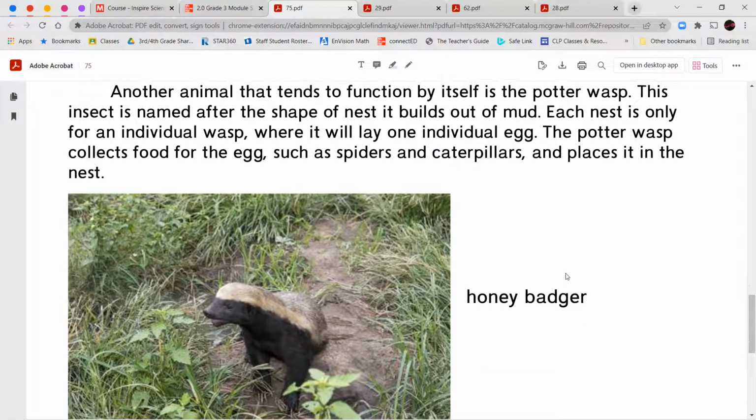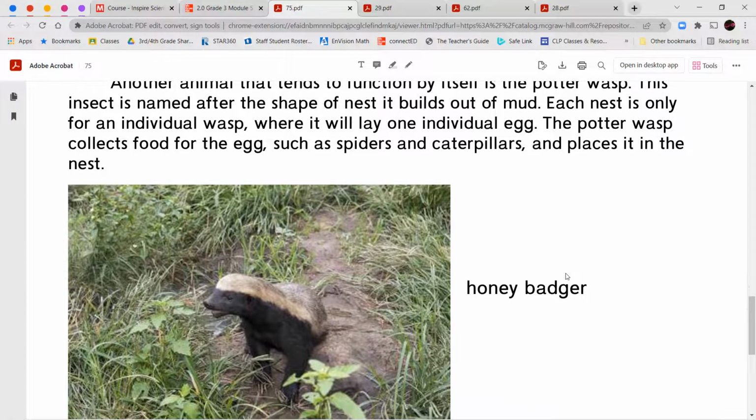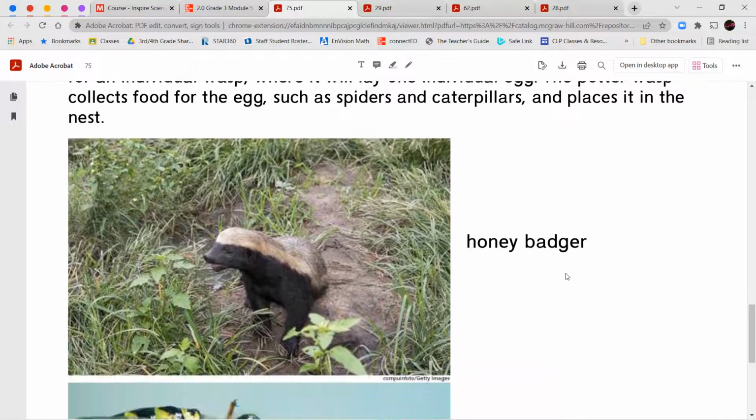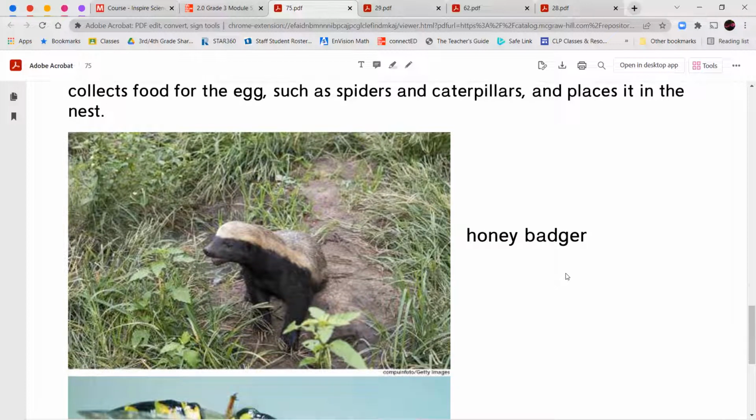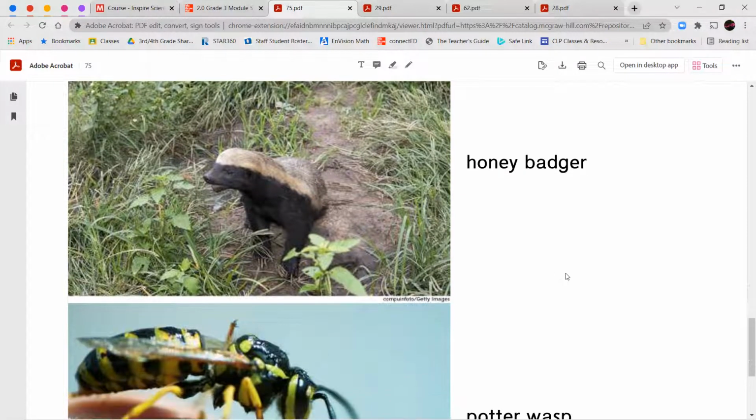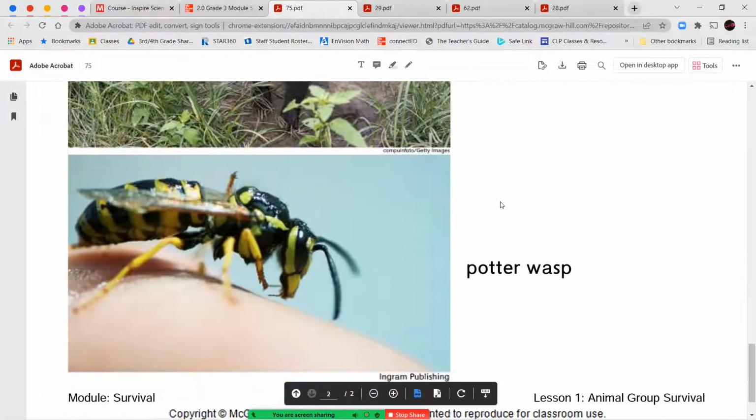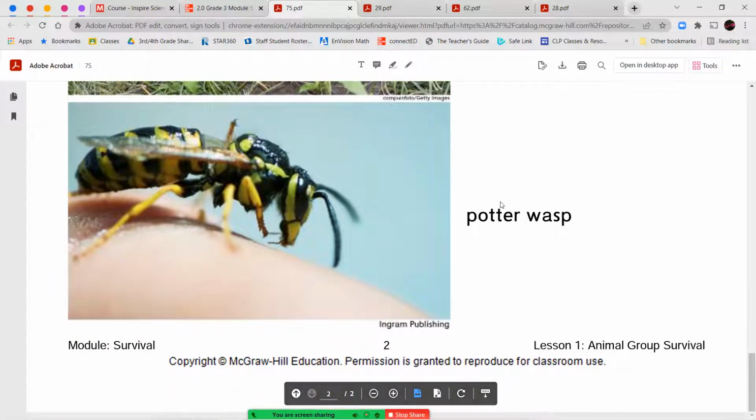Another animal that tends to function by itself is the potter wasp. The insect is named after the shape of the nest it builds out of mud. Each nest is only for an individual wasp, where it will lay one individual egg. The potter wasp collects food for the egg, such as spiders and caterpillars, and places it in the nest. And here you'll see a picture of a honey badger on top and the potter wasp on the bottom.